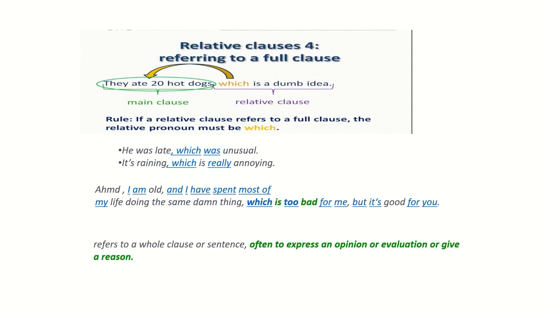I'm old and I have spent most of my life doing the same damn thing, which is too bad for me, but it's good for you. So, referring to the whole idea, I'm using which. So here which refers to a whole clause or sentence. We usually use this type of relative clause to express an opinion or evaluation or to give a reason.